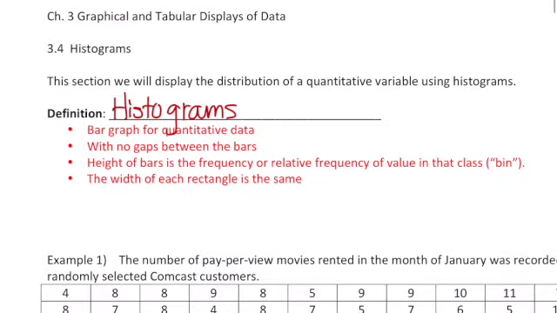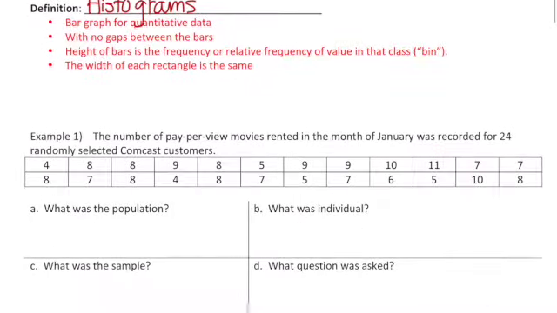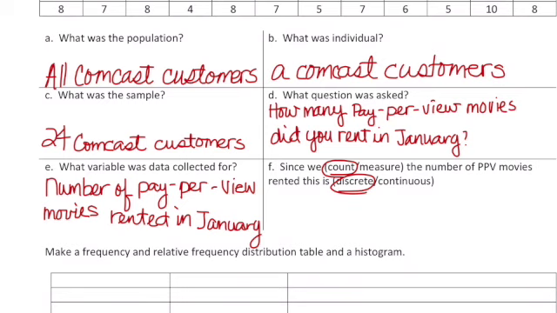A quick reminder, please make sure you write down the things that are in red, because that's the way you're going to take notes. Example number 1. The number of pay-per-view movies rented in the month of January was recorded for 24 randomly selected Comcast customers. Those are the numbers we are going to use, and you have to tell me what the population is. Please pause so you can work through all the questions, and the answer will follow. Please double check your answer, and if you have any questions, please ask me.